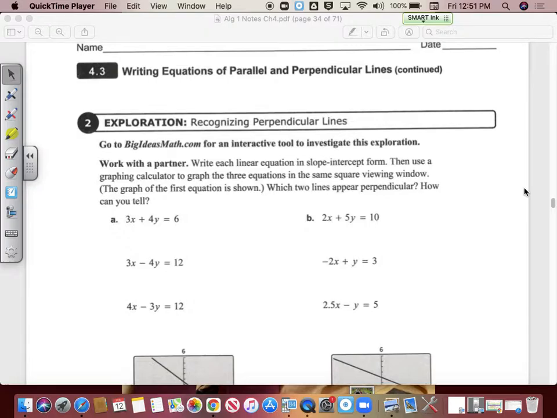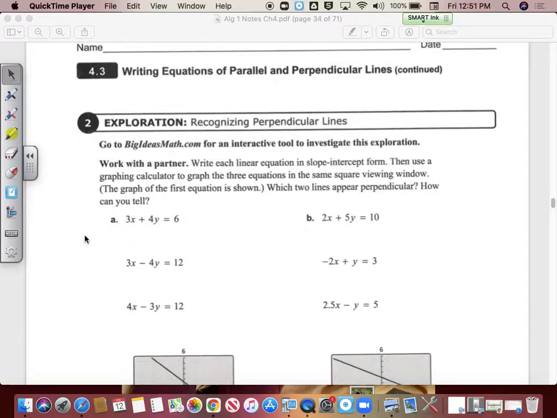What we're going to do here is the same exploration that we did with parallel lines. We're going to take these 6 equations and solve them all for y by putting them into slope-intercept form. In letter A and letter B, take all 3 of the equations in letter A and solve for y, and all 3 of the equations in letter B and solve for y. Please pause the video and complete that, and then press play when you're ready.